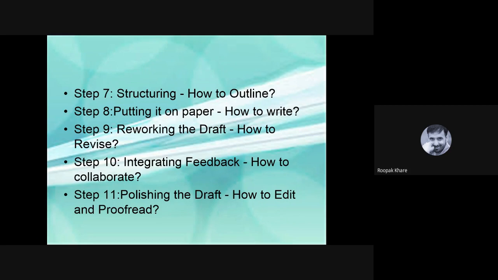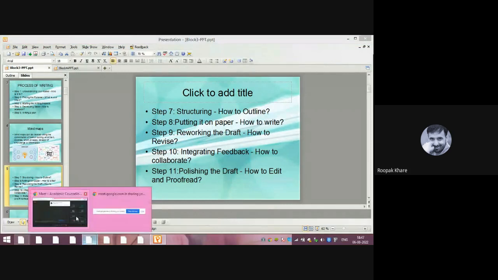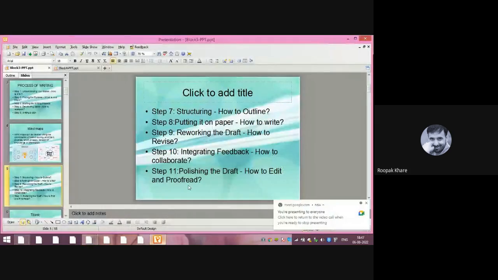The first draft principle says, write it down, just jot it down, and then tear the piece of paper and throw it away. Rewrite it. So the first draft is just for structuring, just for getting the idea on paper, and then the second draft, the third draft is the final one. So reworking the draft. Then integrating feedback. Once you get it, you should probably be taking feedback from people, and then use that feedback, after which polishing the draft has to be done.